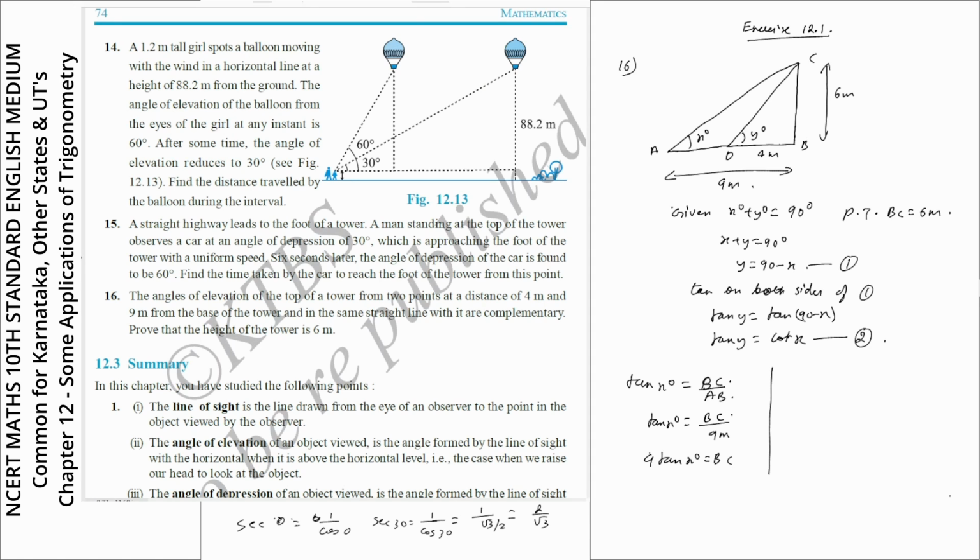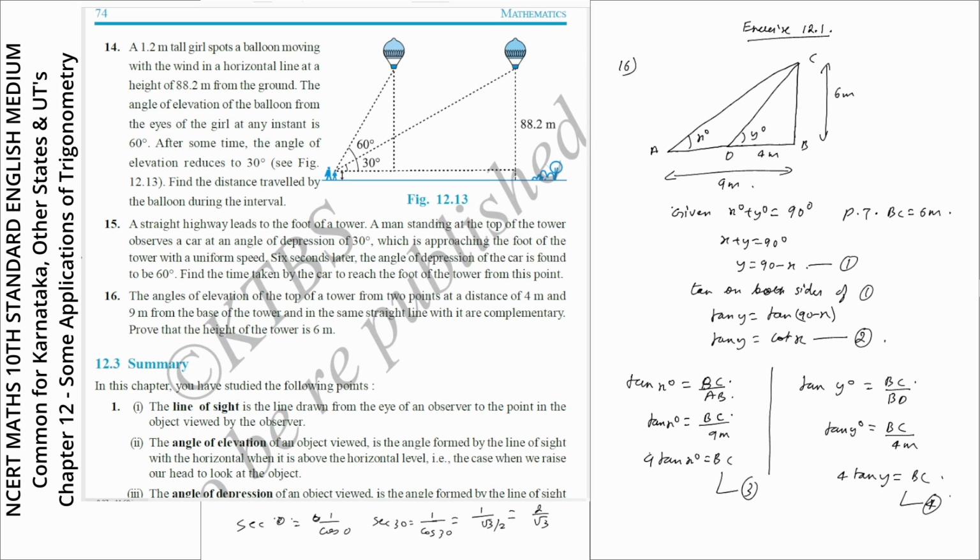Similarly, what is tan of y degree in the diagram? Check it. With respect to point D, tan y degree is opposite by adjacent, that is BC by BD. BC is unknown, BD is 4 meter. This is tan of y degree. So if we cross multiply, I will get 4 tan of y is equal to BC. Now this I will mark as equation 3, this I will mark as equation 4.